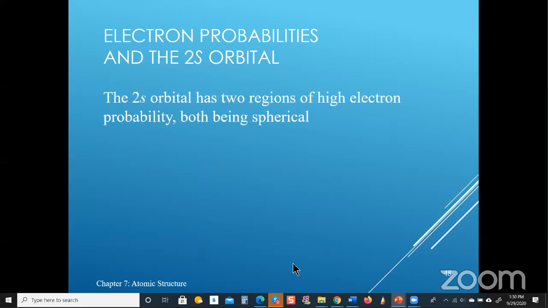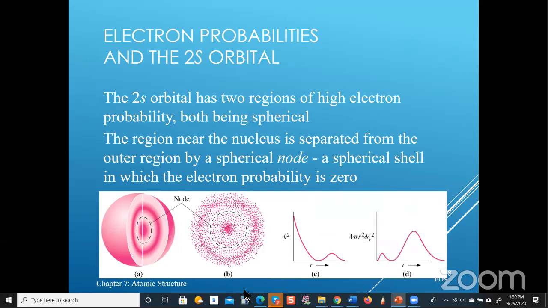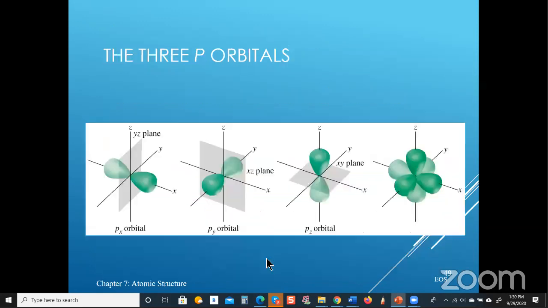Then if you do the same thing for the 2s orbital, you'll see that there's a region here where the probability of finding the electron is basically 0. That region is called a node. So this is a plot here, and this is the appearance here. So in the case of the 2s orbital, there's a node, a region in this orbital where the probability of finding the electron is 0. Okay, so that's the 2s orbital.